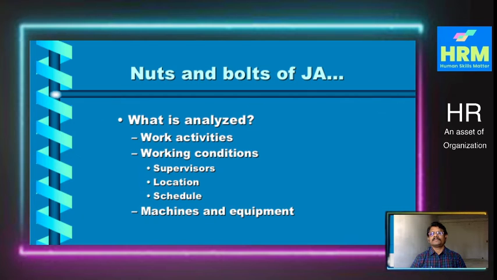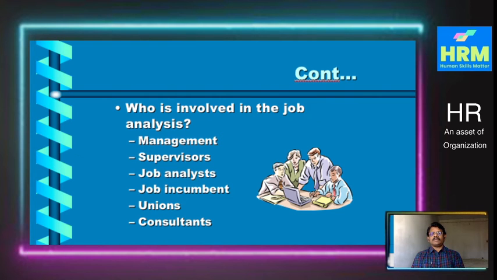But when you look at the nuts and bolts of job analysis, what is analyzed here? The main thing is the working conditions, like supervisor, location, and schedule, the nature of work and nature of activities. How the work is scheduled, and the machines and equipment. Whether there is any use of machines and equipment on the job, and if so, what type of equipment and how the person is supposed to use it. All these are described in job analysis.